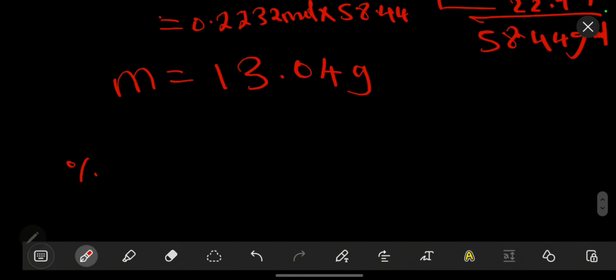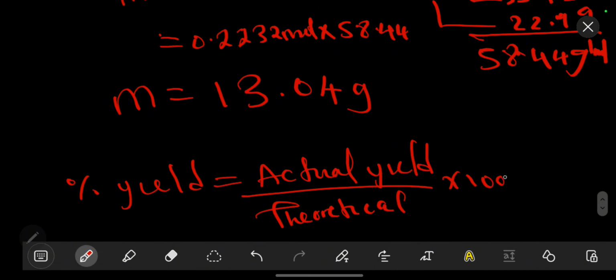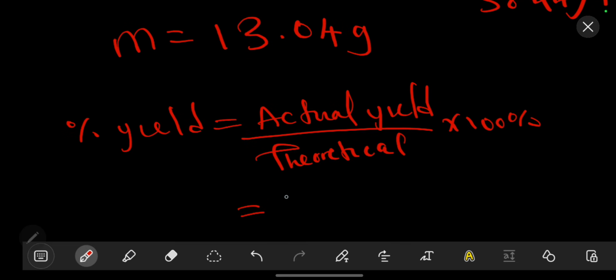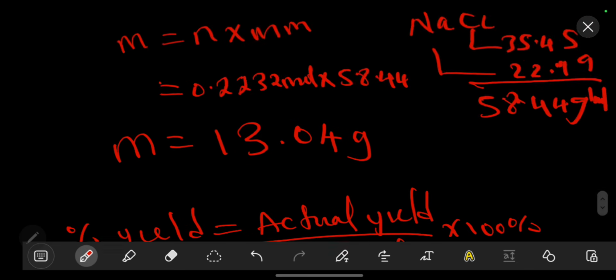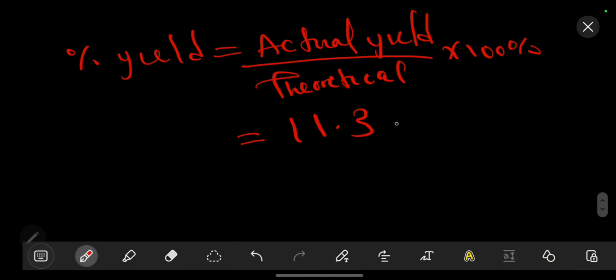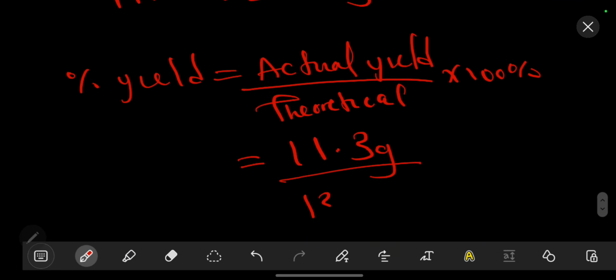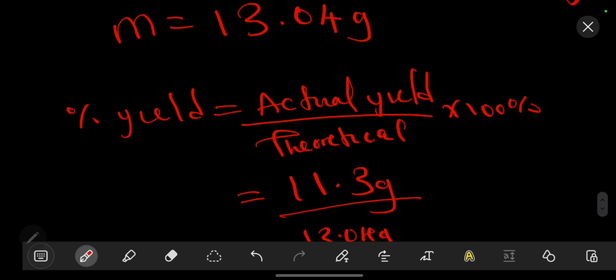So this is, according to the calculation, what we expected to have. To find the percentage yield, the percentage yield should be equal to the actual yield over the theoretical yield times 100%. Our actual is 11.3 grams, according to the question. So we are going to say 11.3 grams over the theoretical, which is 13.04 grams, like that. We multiply this by 100%.